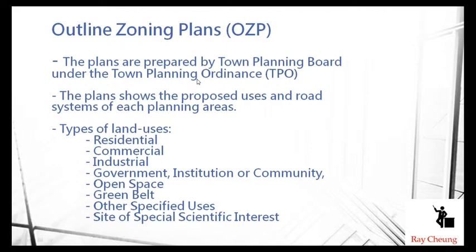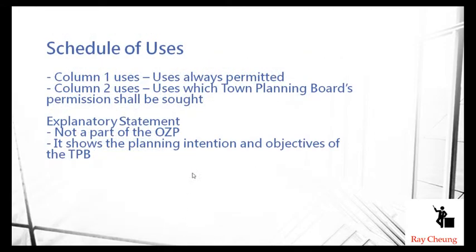The first one, you need to understand that the outline zoning plan is done under the Town Planning Board, and you can see the proposed use and the road system. Most likely you will see the typical uses: residential, commercial, industrial, government departments, open space, green belt, and other specified uses and special scientific interests.